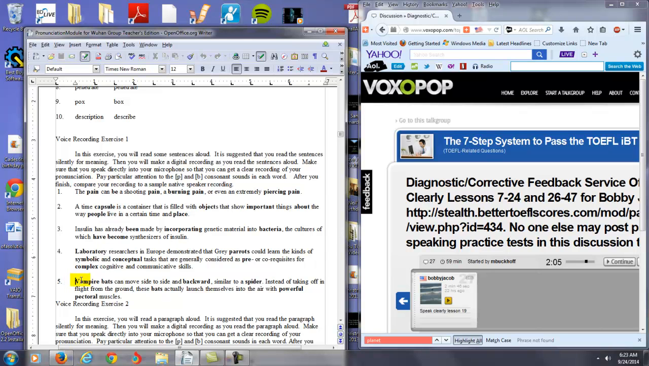Now, let me read that one more time. Probably here. I just didn't see the period there. That's what I did. Okay, I got it. Vampire bats can move side to side and backwards, similar to a spider. Instead of taking off in flight from the ground, these bats actually launch themselves into the air with powerful pectoral muscles.